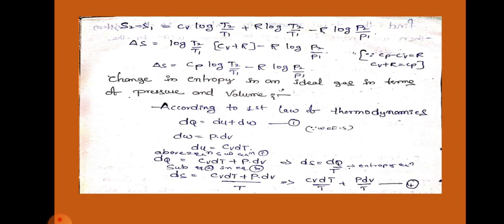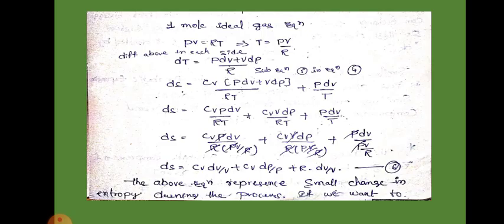According to the first law of thermodynamics, dq is equal to du plus dw. This is equation number 1. But dw is equal to p dv. Therefore du is equal to Cv dt. Substituting in equation number 1, dq is equal to Cv dt plus p dv. According to the entropy equation, ds is equal to dq by T. Therefore substituting 2 in equation number 3, ds is equal to (Cv dt plus p dv) by T, which is equal to Cv dt by T plus p dv by T. This is equation number 4.